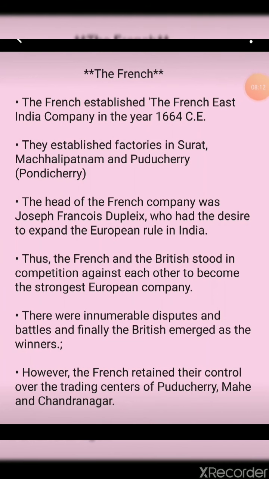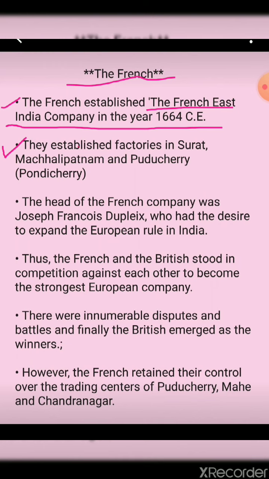Now we have seen the Dutch and British interest in India, and the third part is now the French. Who came to India? That is the French. Next. The French established the French East India Company in the year 1664 CE. As the British East India Company was being seen, they also established the French East India Company in 1664 CE.